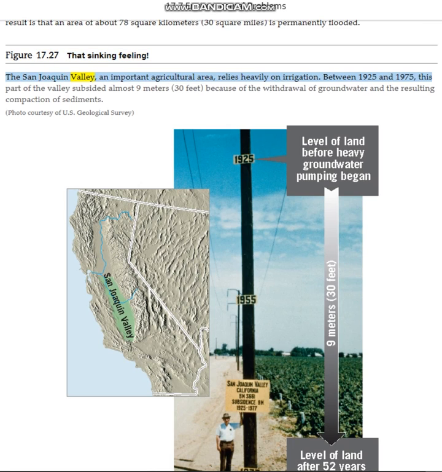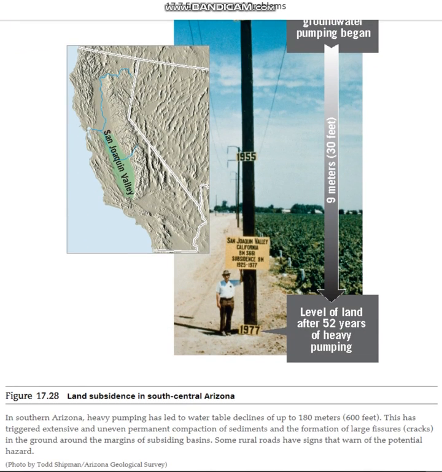The San Joaquin Valley, an important agricultural area, relies heavily on irrigation. Between 1925 and 1975, this part of the valley subsided almost 9 meters, 30 feet, because of the withdrawal of groundwater and the resulting compaction of sediments. Photo courtesy of U.S. Geological Survey.